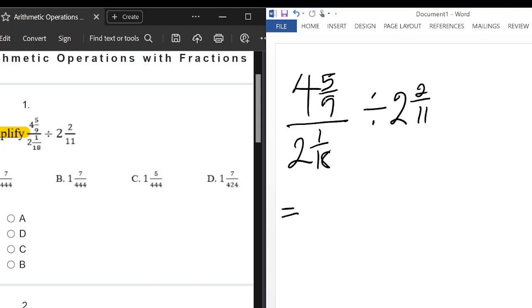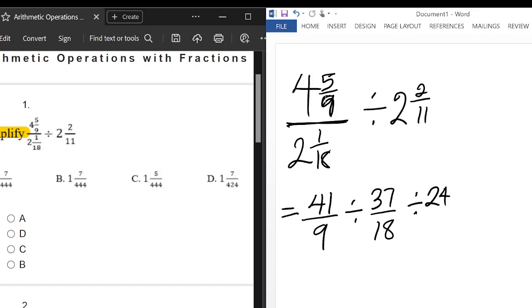What we're going to do here is take everything to improper fractions. So 4 times 9 gives 36, plus 5 gives 41 over 9. Then for this one, 2 times 18 is 36, plus 1 gives 37 over 18. Then 2 times 11 is 22, plus 2 gives us 24 over 11. I hope I'm making sense.